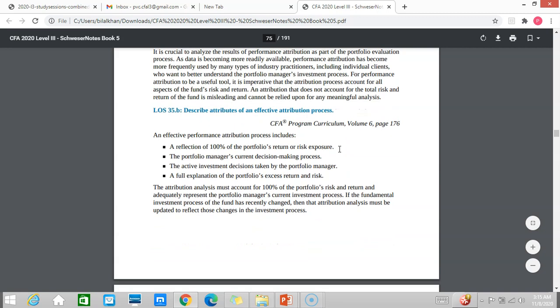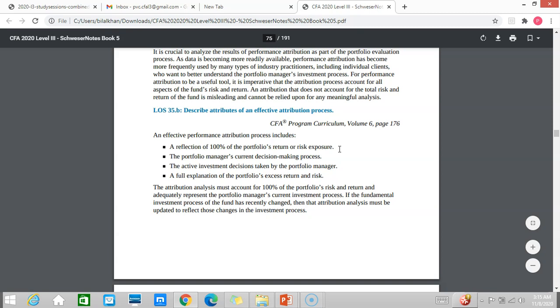So for this attribution to be effective, you need to know the 100% of the portfolio's return and risk exposure, that is, where is return actually coming from, where is risk coming from. You need to know the portfolio manager's current decision making process, that is, what process he or she is using. You know the active investment decisions taken by the portfolio manager, and you need to have a full explanation of the portfolio's excess return and risk, that is, what actually led to excess return and excess risk.